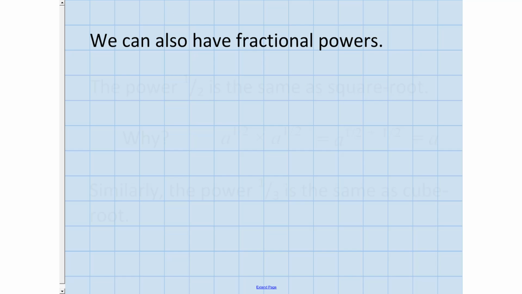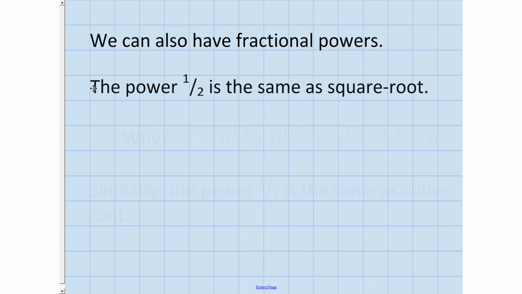And we can also have fractional powers. We've seen negative powers, 0 and 1. What happens when we get fractions? So the power of a half is the same as square root. Now the reason for that is that a to the power of a half times a to the power of a half, if we use the laws of indices, when we multiply you add, so that'd be a to the power of a half plus a half, which would just be a to the power of 1, which is itself, a. So you're timesing something by itself and getting a number, that means it must be the square root of that number. Don't worry too much if that rule's gone over your head. All you need to remember is power of a half is the same as square root.